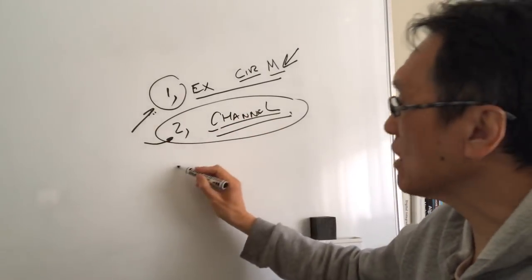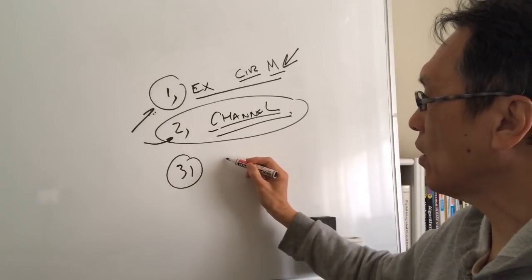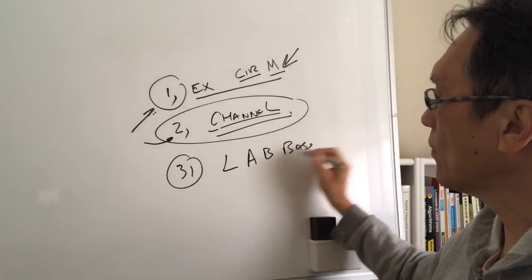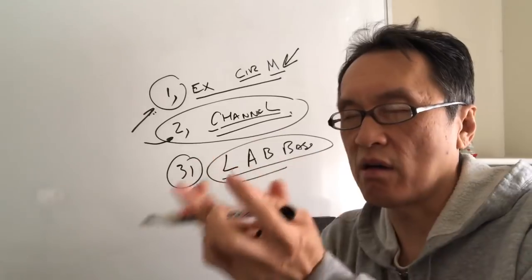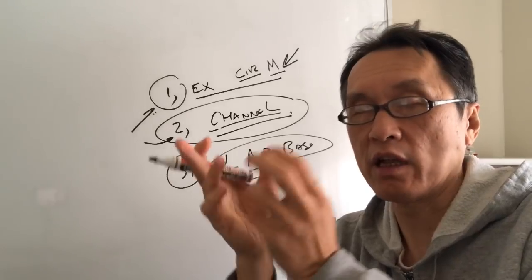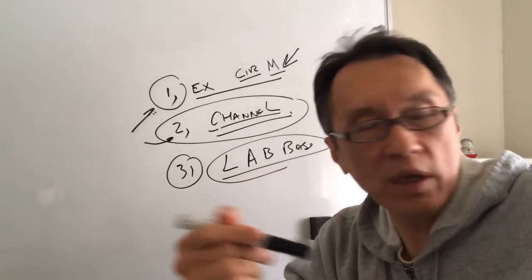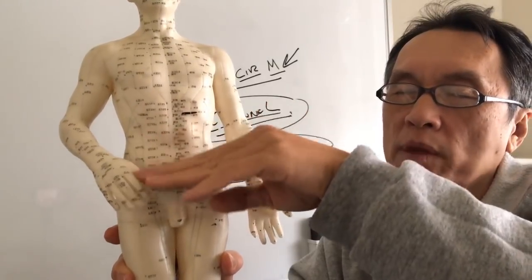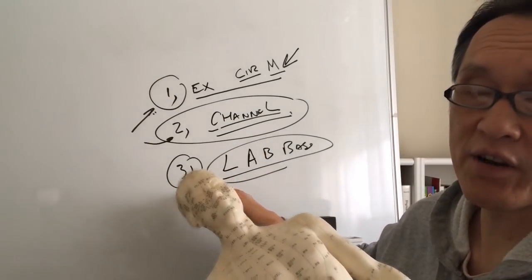Now, then there's the third type. The third type is what I call the lower abdomen breathing base. So the third type is centered on lower abdomen breathing. In other words, one will develop the lower abdomen breathing. One has to do that in order to get into the third category.